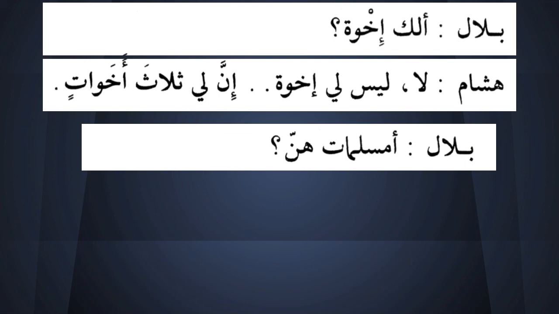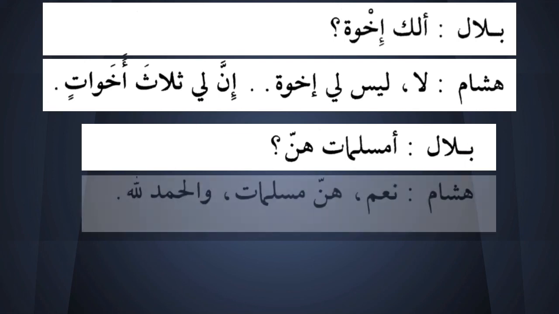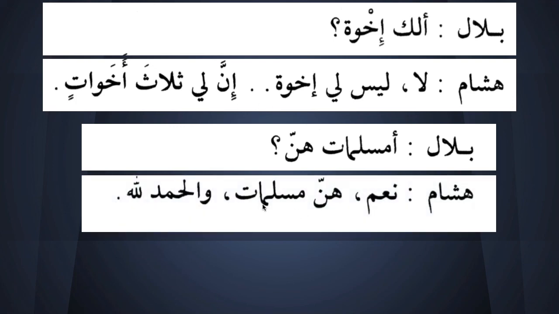Bilal asks, Amuslimatun hunna? Are they Muslims? Hisham says, Na'am. Hunna muslimatun. Walhamdulillah. So here the conversation ends between Hisham and Bilal. We used different forms of Laisa: Laisa, Laisat, Laisu, Lasna, and Lastu. This is how it's used in Jumlatul Ismiya to negate a nominal sentence.